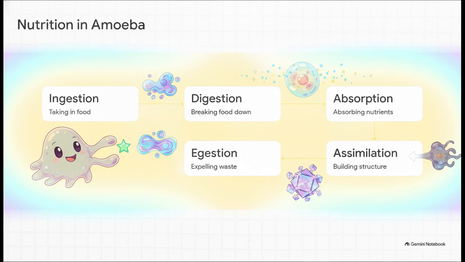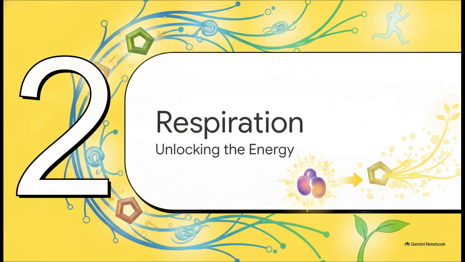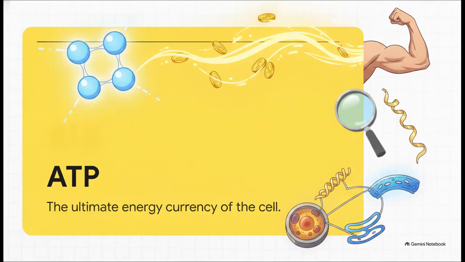No way, right? Moving right along to Section 2, Respiration, Unlocking the Energy. Because here's the kicker. Just acquiring the fuel through nutrition, that's really only half the battle. You still have to unlock the energy that's trapped inside it. So what form does that usable energy actually take? Allow me to introduce you to ATP, or adenosine triphosphate. You can basically think of ATP as the ultimate energy currency of your cells. Much like you need cash to buy things at the store, your cells literally spend ATP to get relentless hard work done.